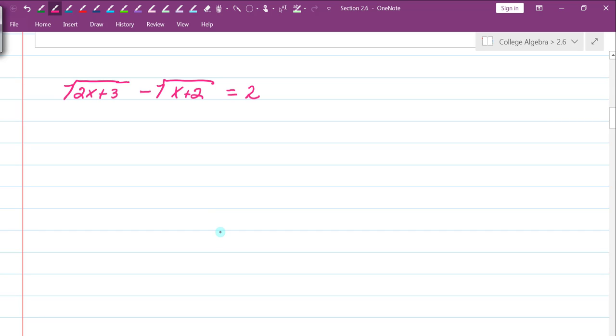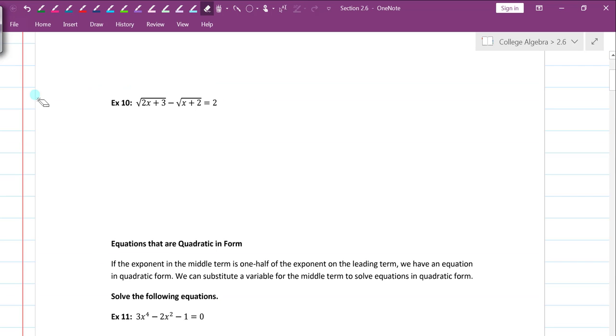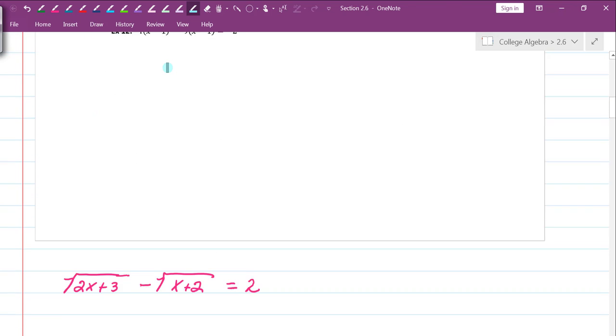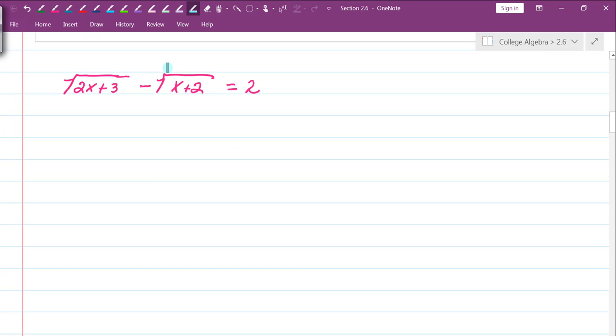So this is problem number 10 right here. Because I don't quite have enough room to do all the work on this page, we're going to do the work right down here, and we're going to get started with this particular problem.